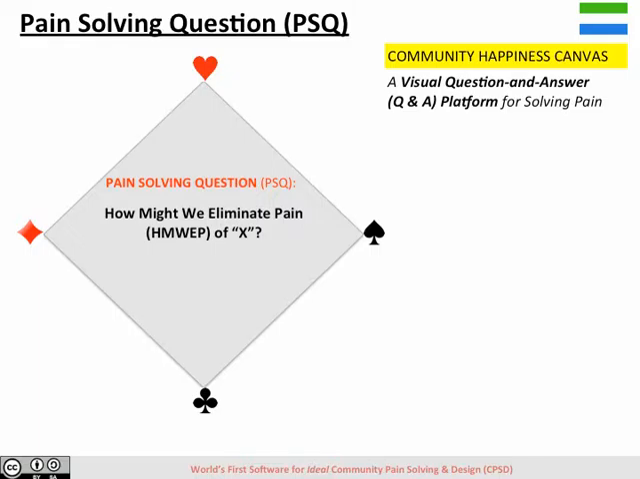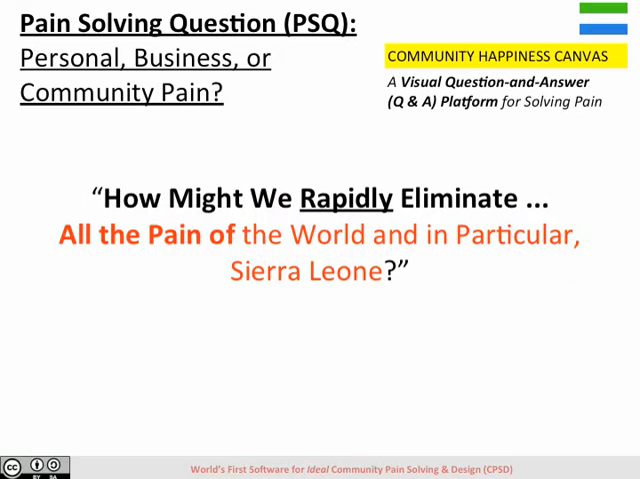If you are presenting it as a diamond, then the pain solving question is written in the center. And the form of the pain solving question is, how might we eliminate pain of X? This is an example of how you can present a pain solving question at personal, business, or community level. In this case, we are focusing on the country of Sierra Leone.